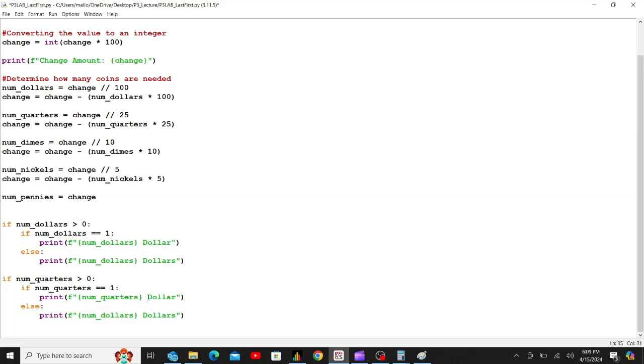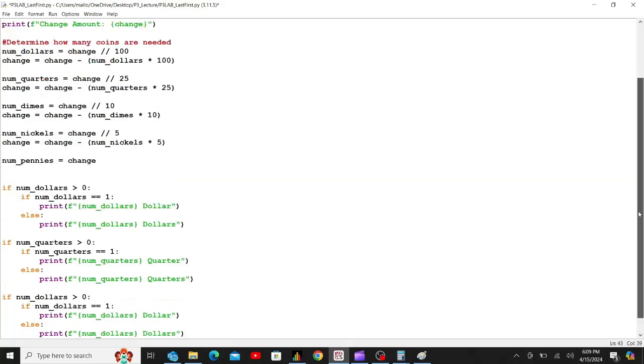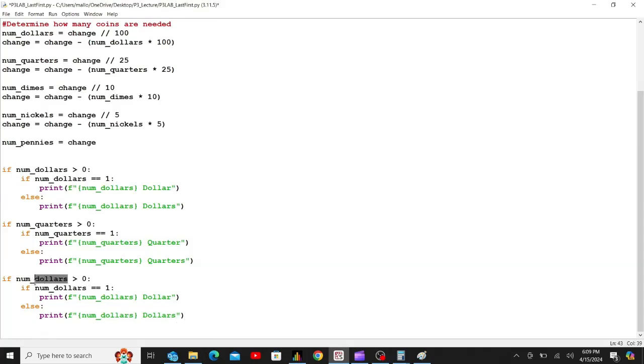Right? And then we have to print the word that prints out after the number of quarters. If it's equal to 1, we'll just say 1 quarter. And if it's not equal to 1, then it has to be more than 1. And we will print num quarters. So this will have to be 2 or greater, and we will say quarters with an S. We're going to do this for every one of our coins. So let's go ahead and do it for our dimes next.